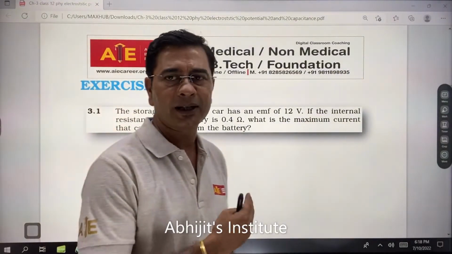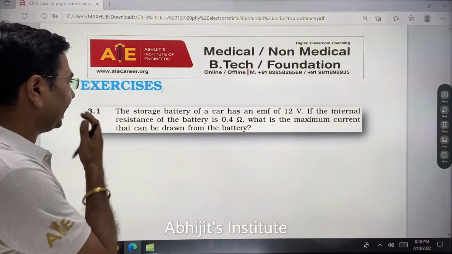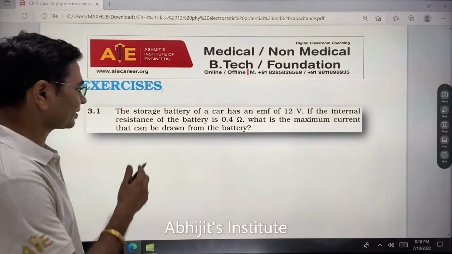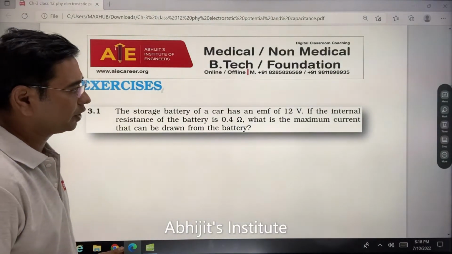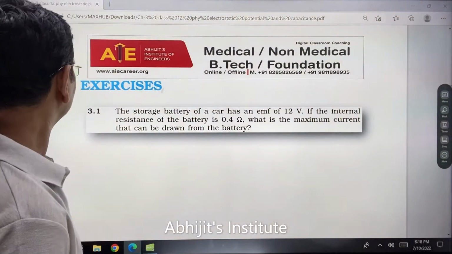The question is simple, compared to what we did in class or in the live sessions, it is very simple, okay? Storage battery of a car has an EMF of 12 volts. If the terminal resistance of the battery is 0.4 ohms, what is the maximum current that can be drawn from the battery? So this is simple.